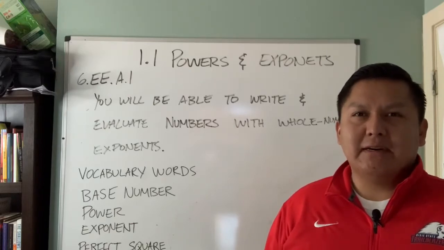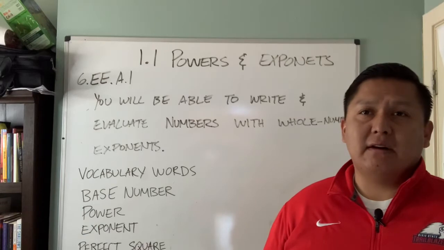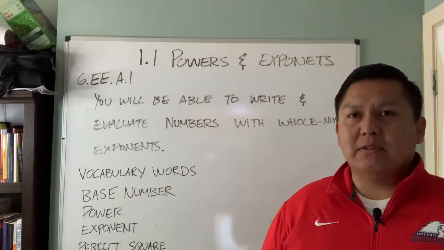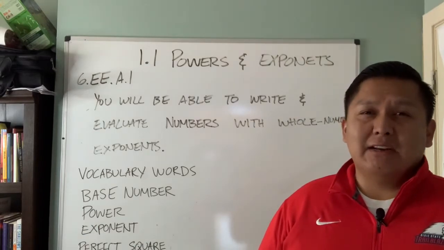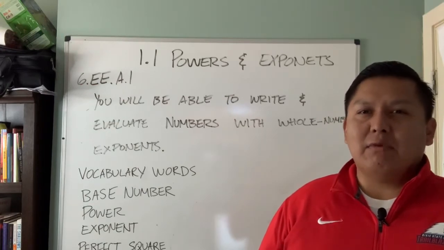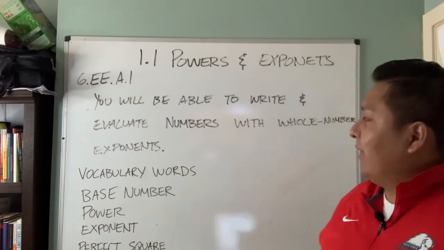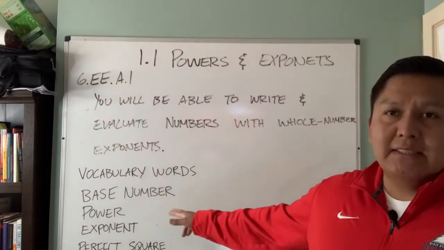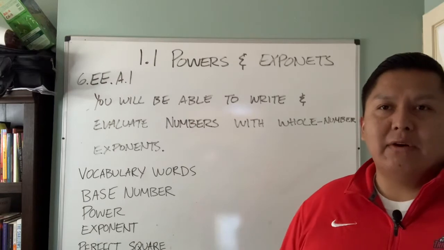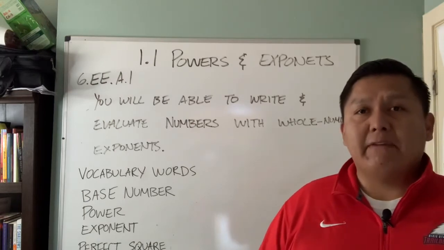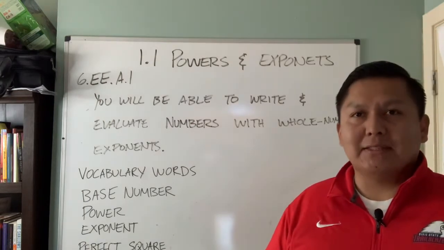My name is Mr. Young and today we're going to do a short lesson on 1.1 powers and exponents. Our standard is 6th grade evaluating expressions A1, which is basically writing and evaluating numbers with whole number exponents. Here we have our vocabulary words: base number, exponent, power, and perfect squares. We'll go over that as we go forward with this lesson.